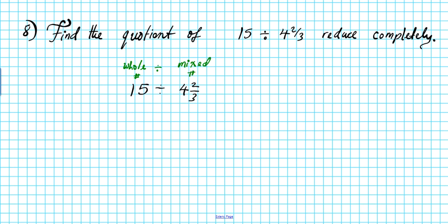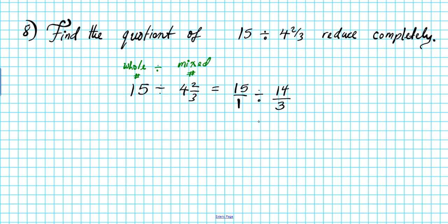Now, how do you do this? How do you divide a whole number by a mixed number? First things first, you want to express the dividend and the divisor as improper fractions. So 15 can be expressed as 15 over 1, and then divided by 4 and 2/3. 3 times 4 is 12 plus 2, that's 14, over 3 is the improper form of 4 and 2/3.